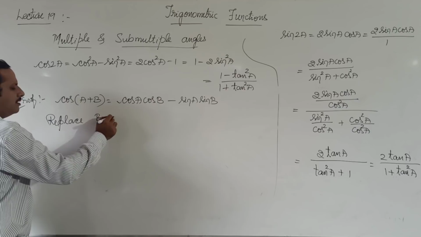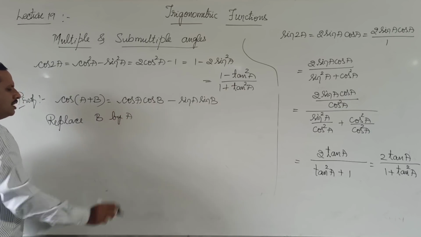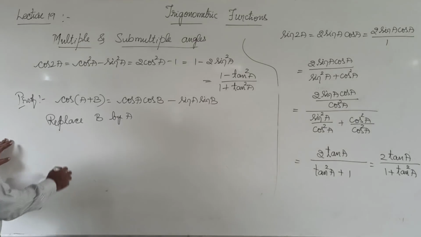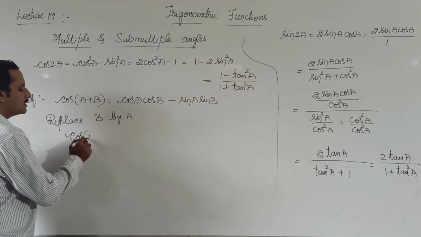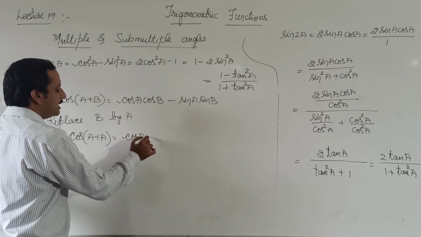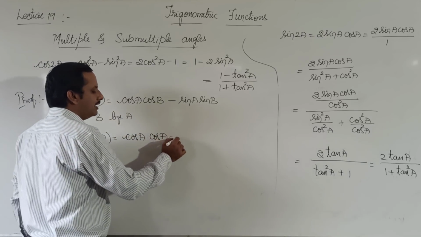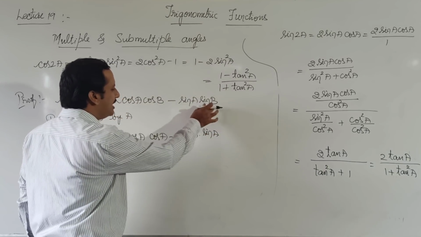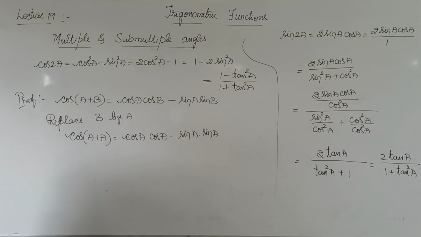Replace b by a. In other words, wherever there is b, we have to replace it by a. In place of b, we should write a. So what do you get? Cos a plus a is equal to cos a into cos a minus sin a into sin a. In place of b, I am substituting a.